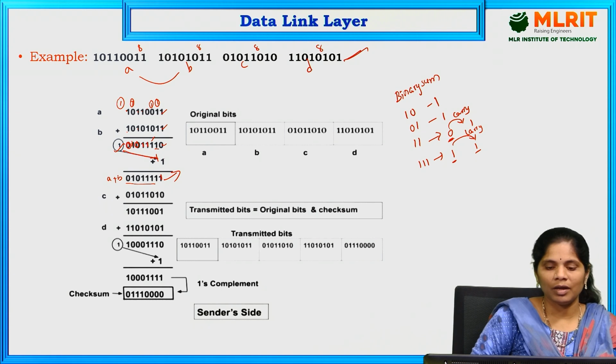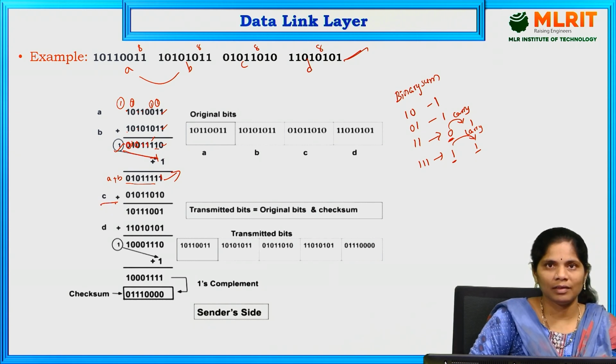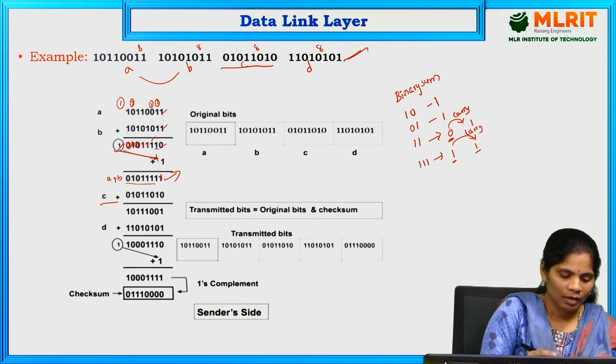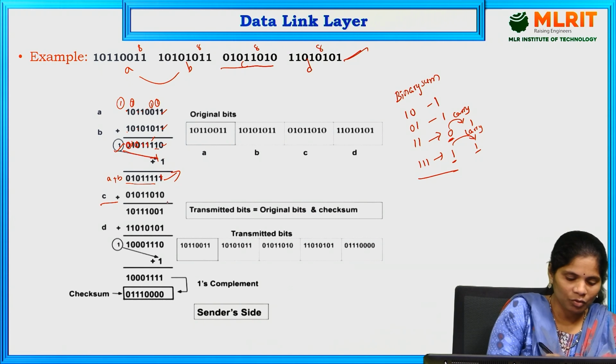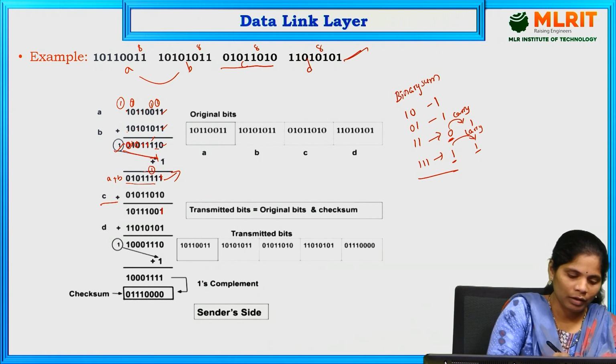Next we have to do the addition with the C. C is nothing but 0 1 0 1 1 0 1 0. In the same way we do the binary addition: 1 plus 0 means 1 only, 1 plus 1 means 0 and the carry is added, 1 plus 1 means 0 and again the carry is added, 1 plus 1 plus 1, three ones, means 1, and again the carry is added.